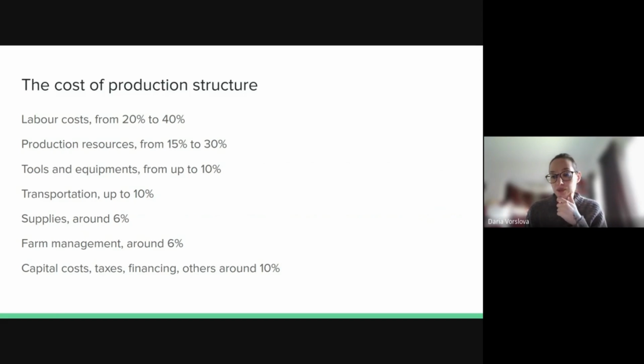Production resources, like buying fertilizers, pesticides, all the stuff you need to use for producing coffee. All of these costs are variable. So the bigger your farm, the more you need to spend on these two types of costs. It's already more than half of the production costs you need to spend for your harvest.